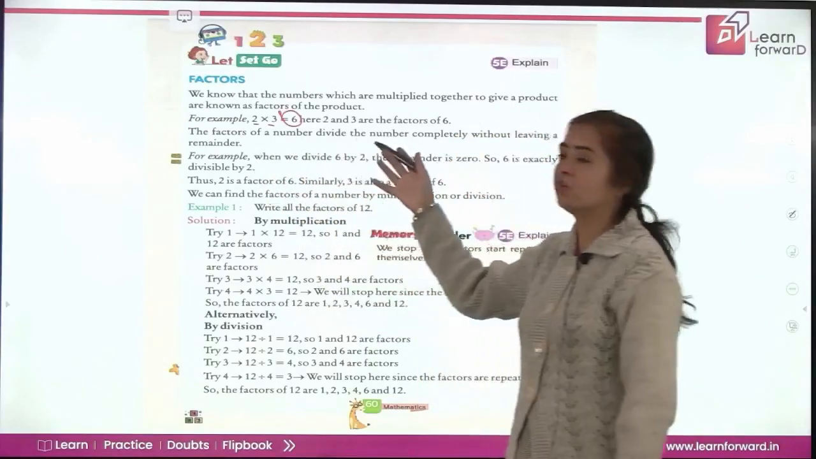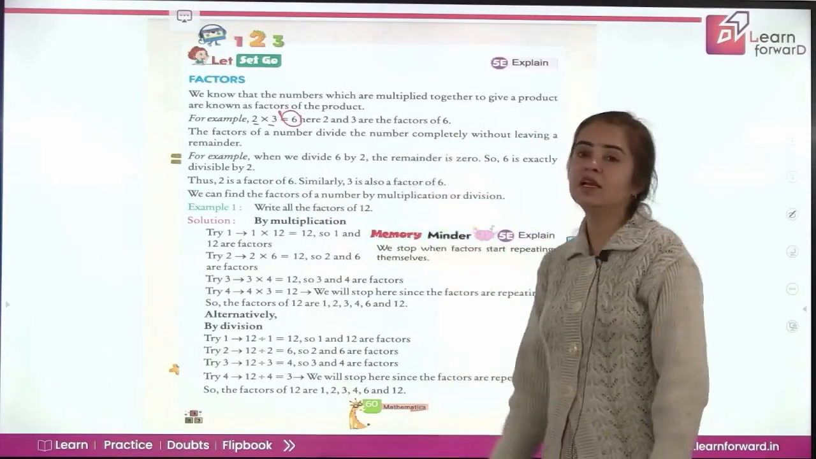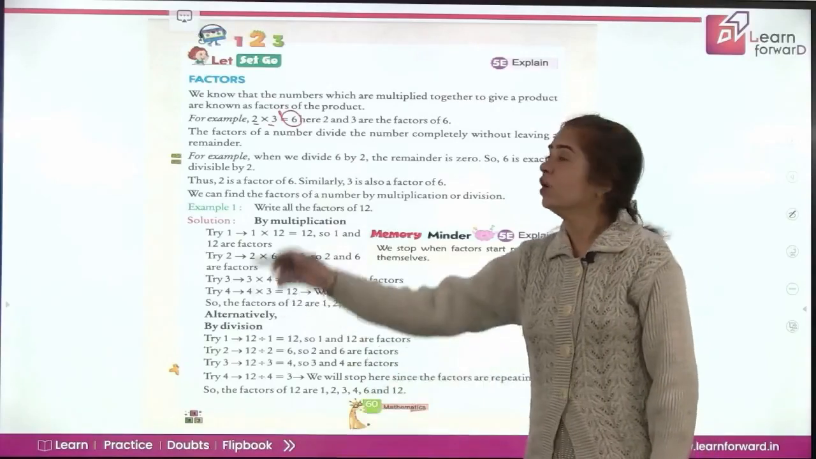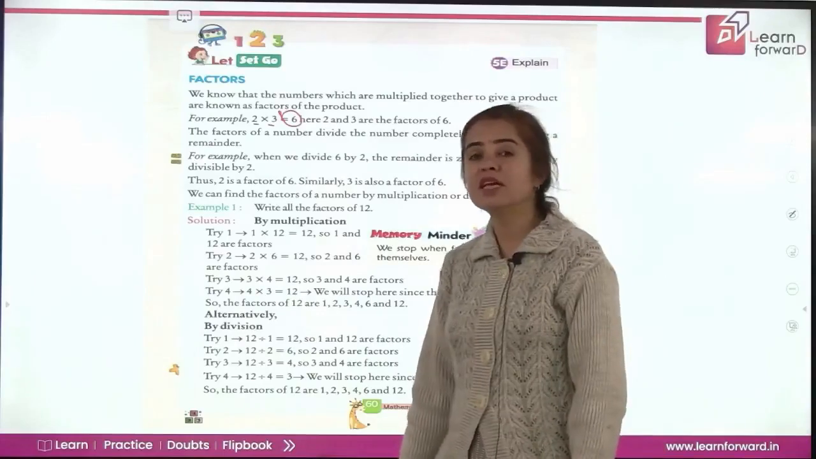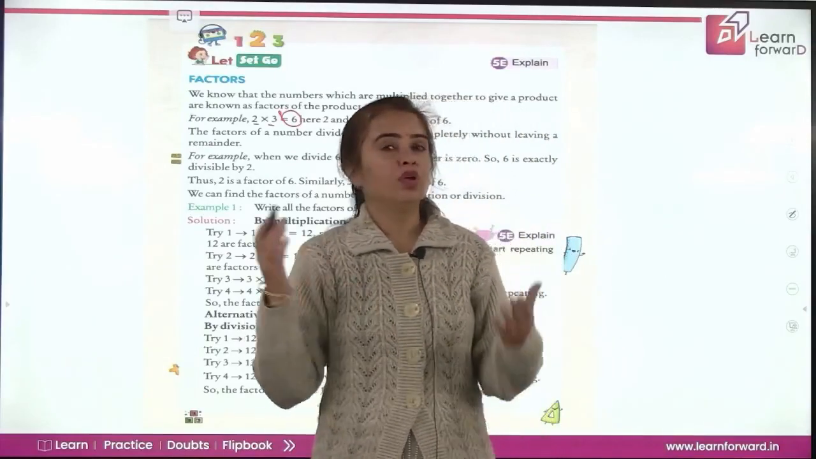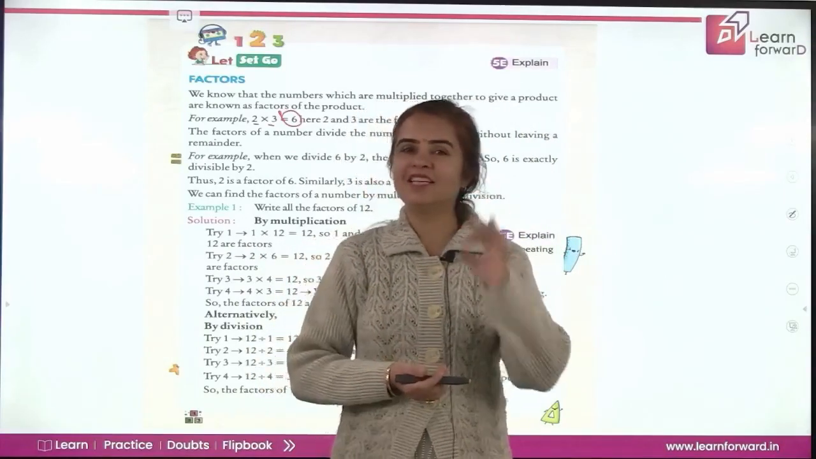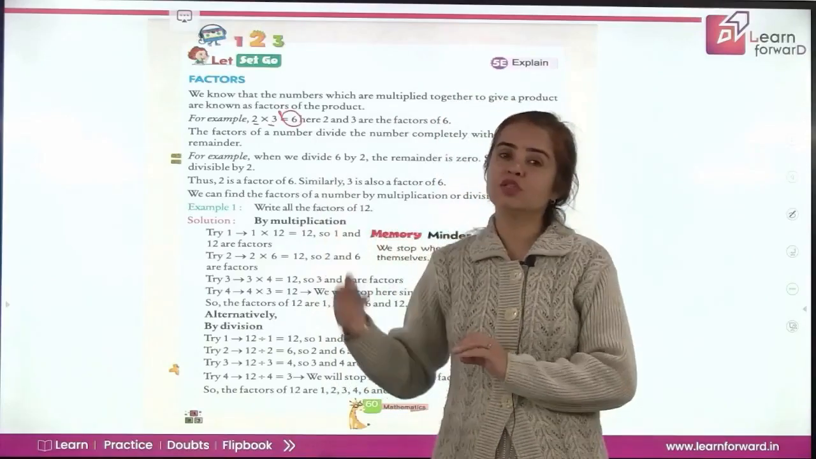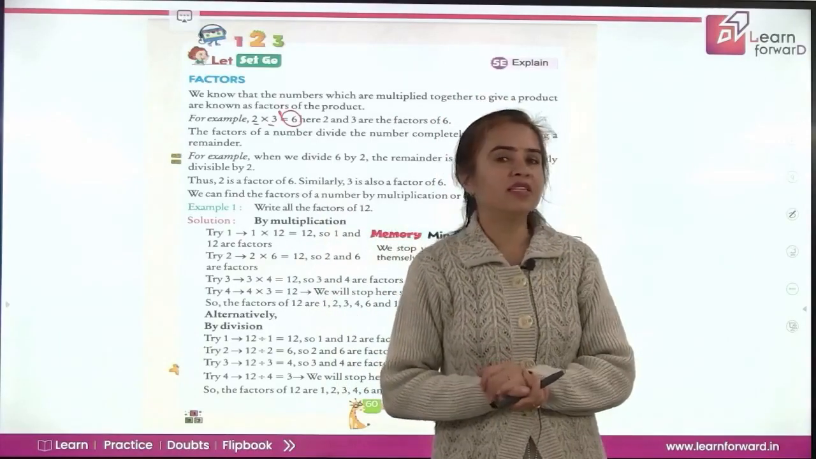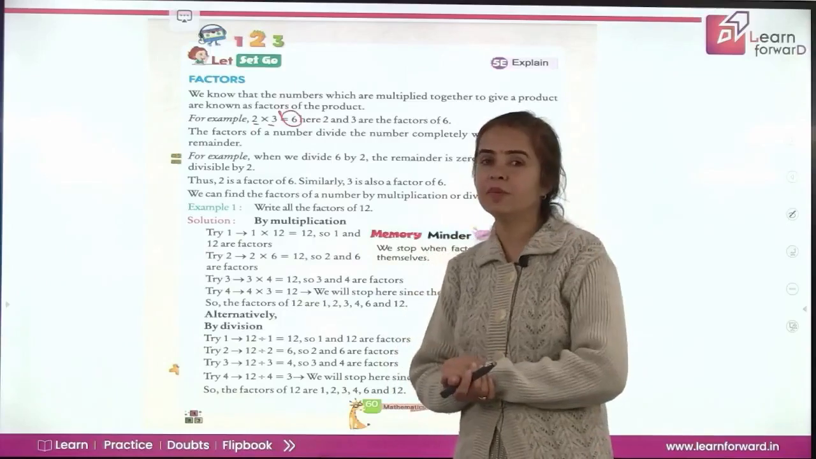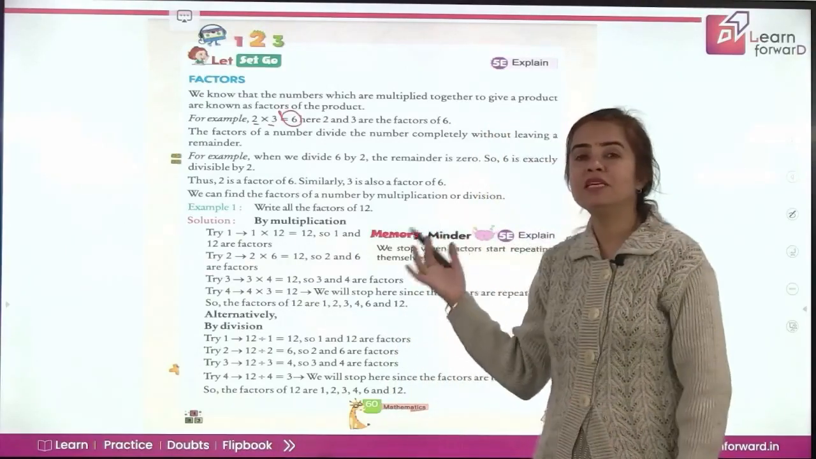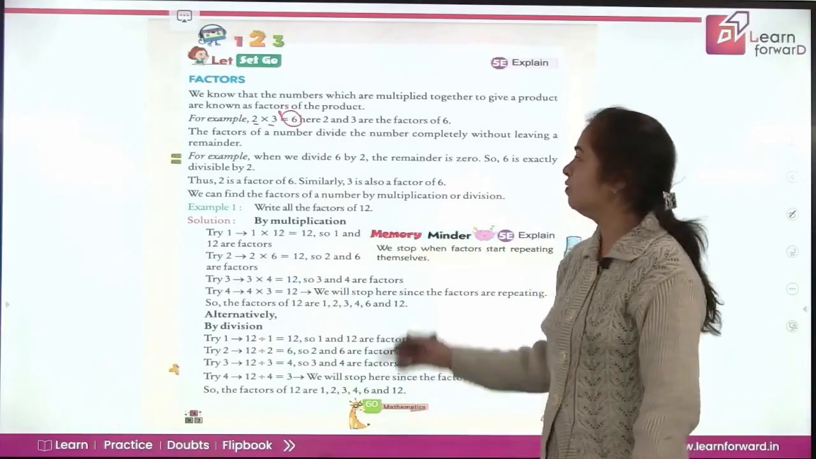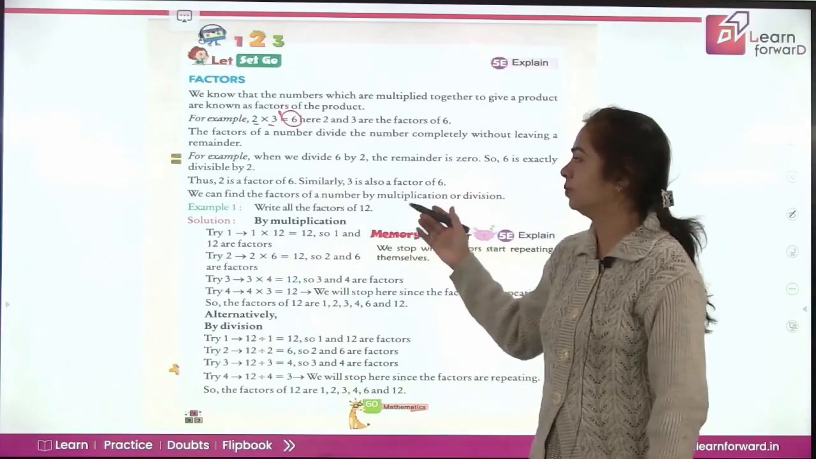The factors of a number divide the number exactly. So if we say 2 is a factor of 6, that means when you divide 6 by 2, you will get the remainder 0. And again, 3 is also a factor of 6. So divide 6 by 3. What do you get in remainder? Again 0. That means the factors completely divide the number, leaving remainder 0.